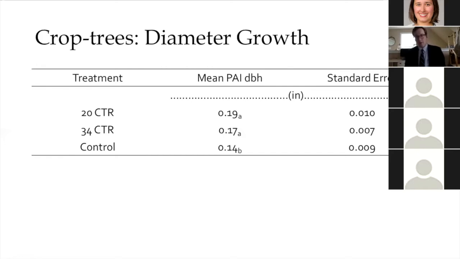Just to walk you through this table, the subscripts by the mean values indicate statistical differences. If they have different subscripts, then they're statistically different. So the 20 CTR treatment and the 34 CTR treatment are not statistically different from each other, but they are both different than the control. Now, I will note that those differences look fairly small.